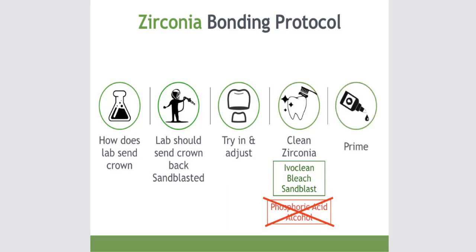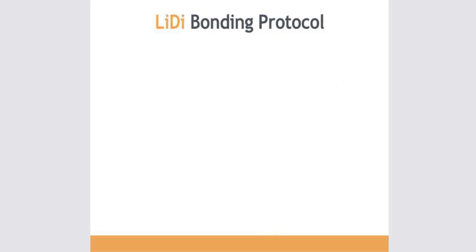Okay, so then after you clean it and dry it, then you prime it, and you should use a primer that's meant for zirconia. Okay, and a number of different companies make a zirconia primer. You just have to look and see. Now that's zirconia. Then lithium disilicate is a whole other animal, right?